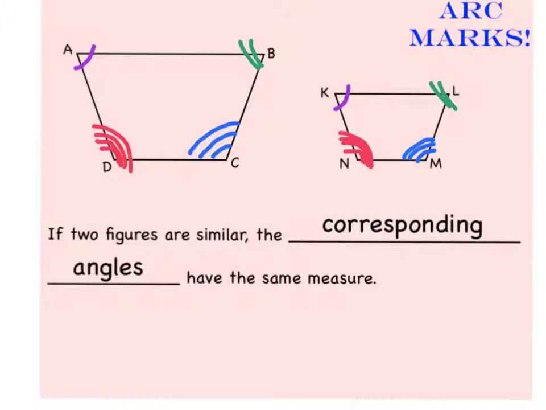That means if we took out a protractor and measured, those angles would be equal in measure to each other. We have a fancy word for that. You've probably heard of it. It's called congruent.